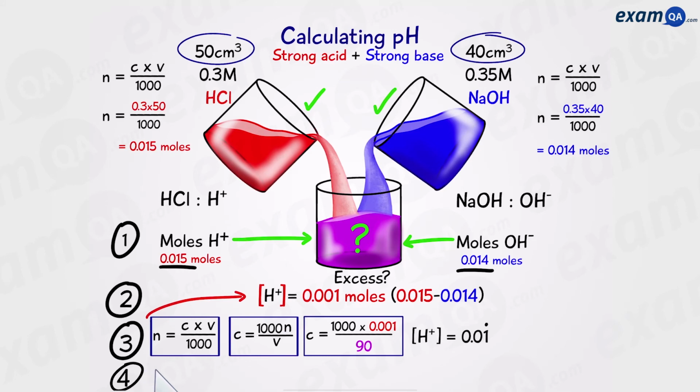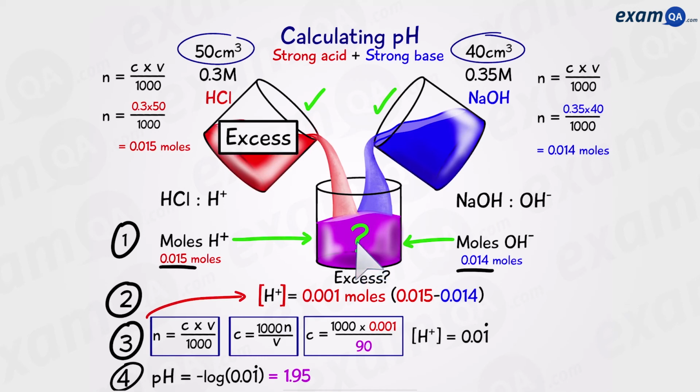Step 4. Now that we have the concentration of hydrogen ions, all we have to do to work out the pH is do minus log of the concentration of hydrogen ions. And that's going to equal 1.95, which is the pH of the solution in the middle. So we learnt here that just because you have an acid and a strong base, you're not always going to get a pH of 7. And that is because obviously they're not in equal amounts.